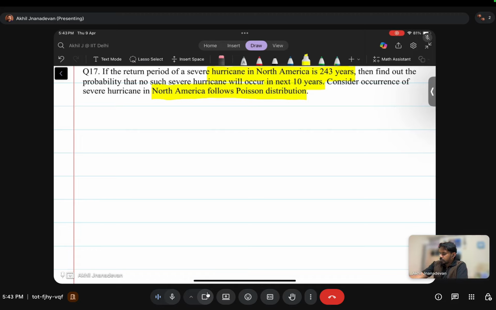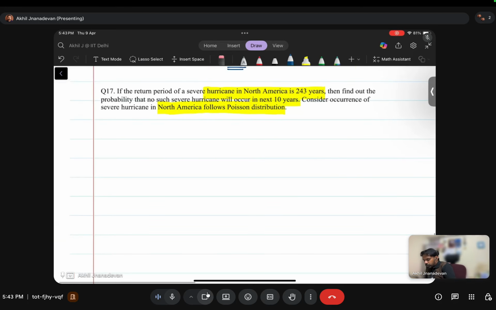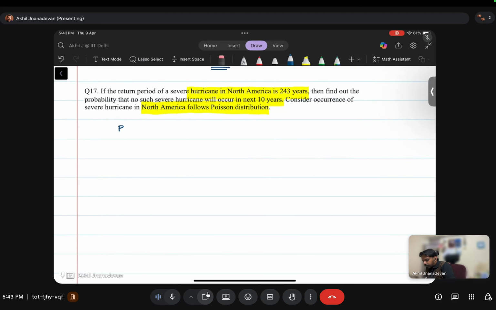Poisson distribution, we have already seen what it is. It has only one parameter. It is a discrete distribution with one parameter. That parameter is lambda, and lambda is the average occurrences. We already saw lambda is given by n into p. So here we need to find what n is and what p is.